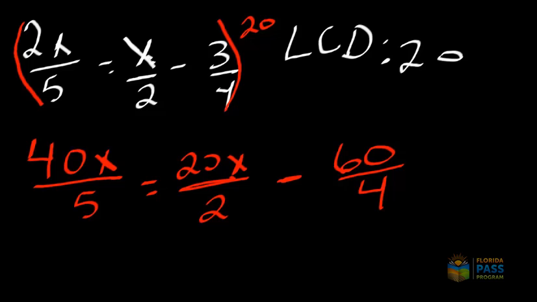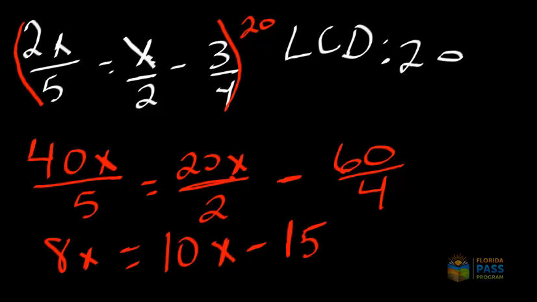So you would have 40 divided by 5, which is 8x, equals 10x minus 15. Okay? Hopefully you're following along.